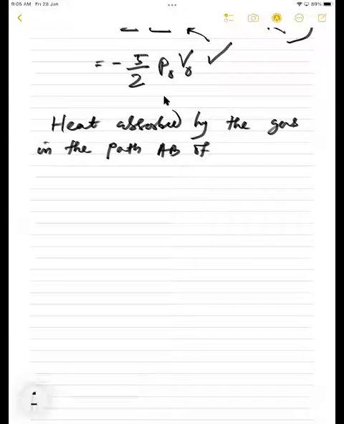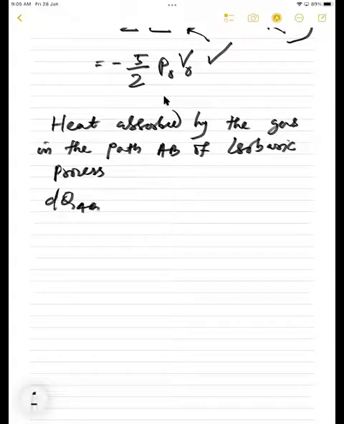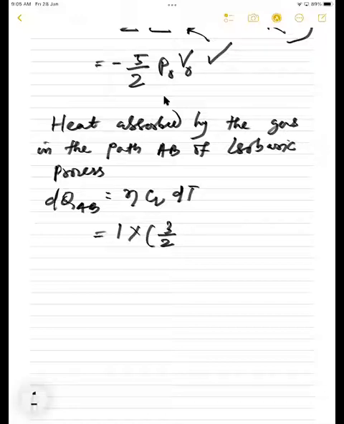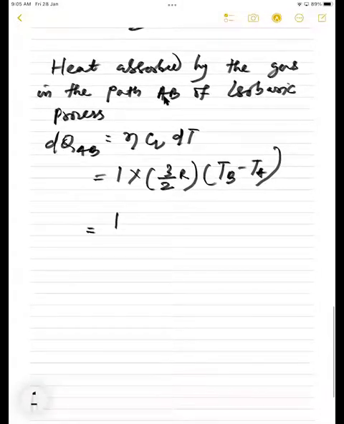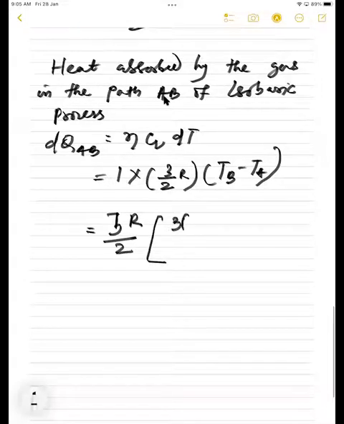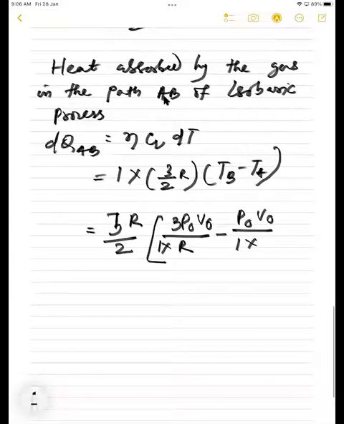Isochoric process, that is delta QAB is equal to nCv dT. That is equal to n, molar specific heat at constant volume 3R by 2, into change in temperature TB minus TA. And from here also you can find TB minus TA. What is the PV is equal to nRT formula? That is 3R by 2, take outside. TB is 3 P naught V naught by R, because 1 into R, 1 mole of gas, minus P naught V naught by 1 into R, right?